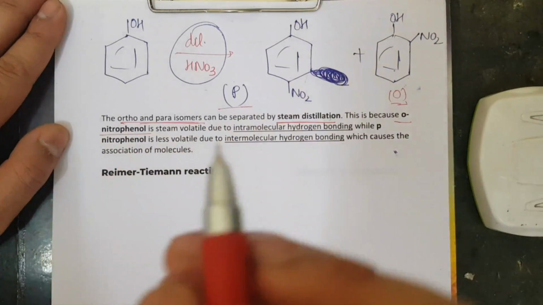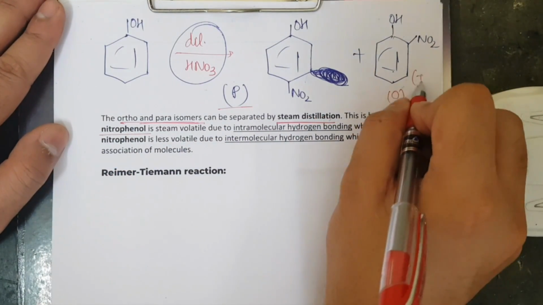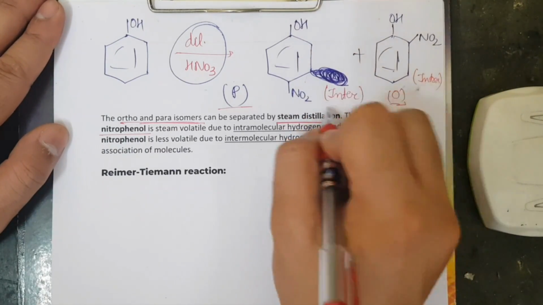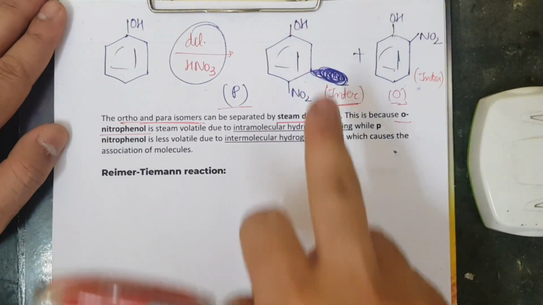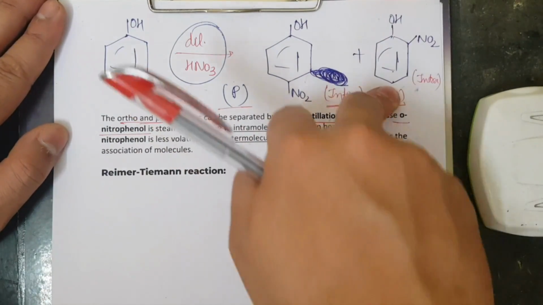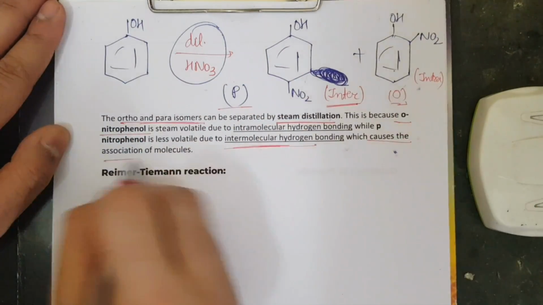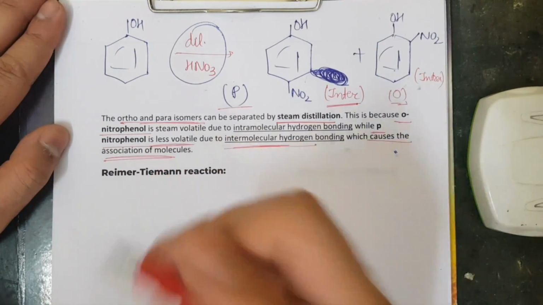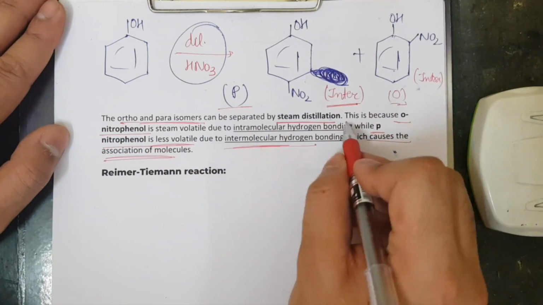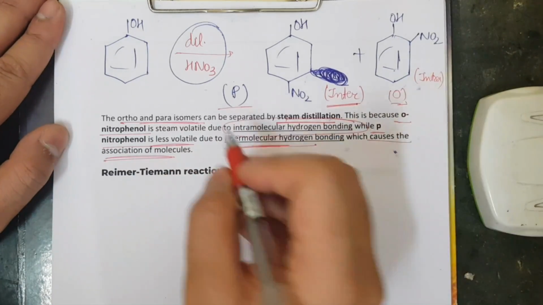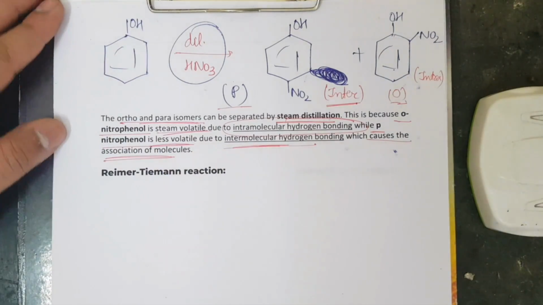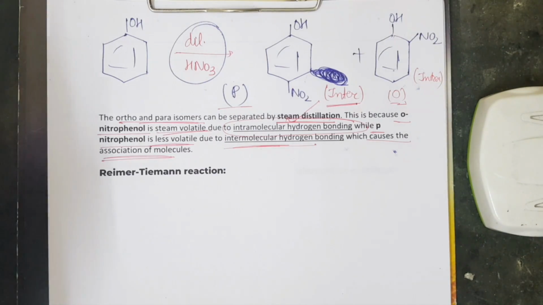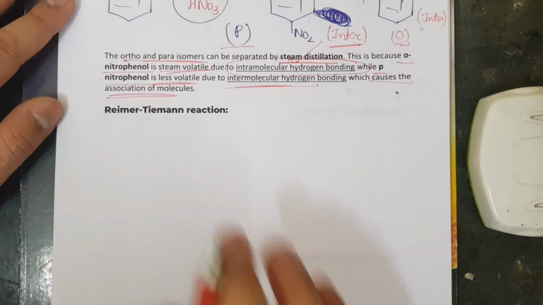Orthonitrophenol has intramolecular hydrogen bonding, whereas para-nitrophenol has intermolecular hydrogen bonding. So obviously this will be less volatile and this will be more volatile. This association of molecules makes para-nitrophenol less volatile, but orthonitrophenol has intramolecular hydrogen bonding which makes it steam volatile, and hence these two can be separated by steam distillation. A very important point.